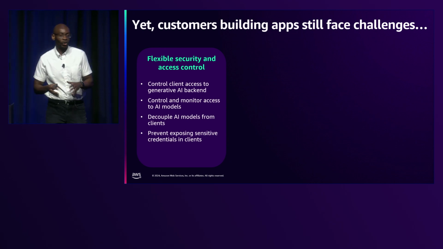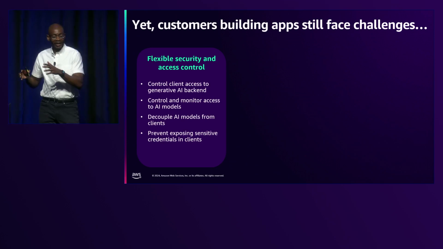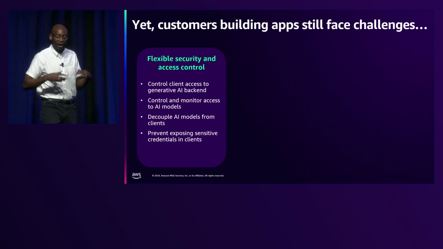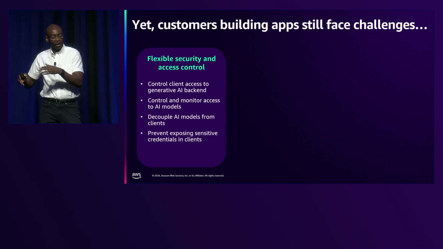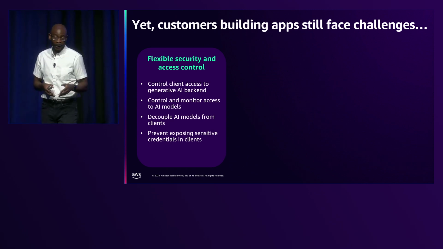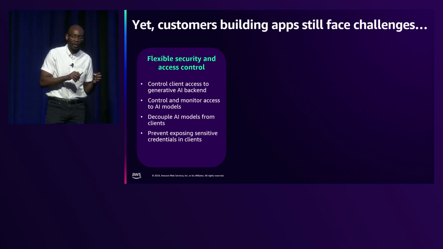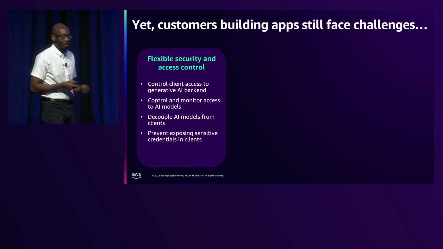You also want to make sure that you can decouple your front-end access patterns from your back-end access patterns. You want to make sure that you do not expose the credentials that you potentially use to access your own generative AI backend in your front end. And you want to make sure that you can use the right authorization modes for your specific API, for your specific application. Different applications may have different requirements, and you need to be able to address that.